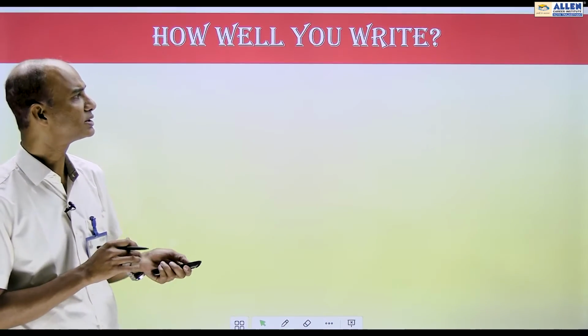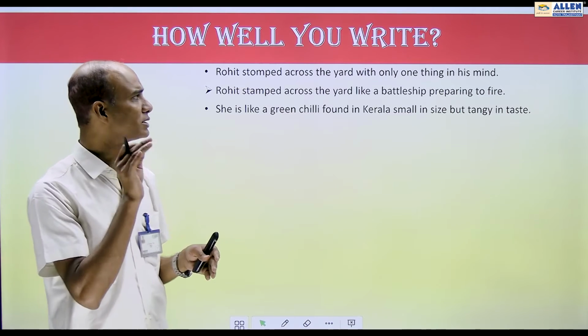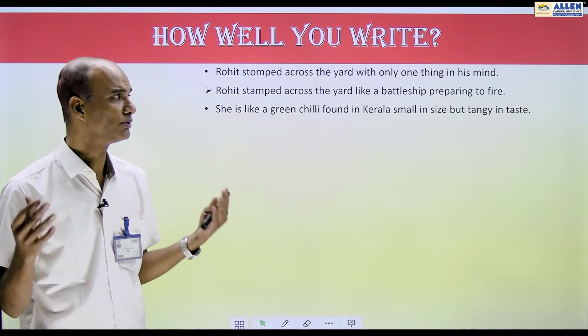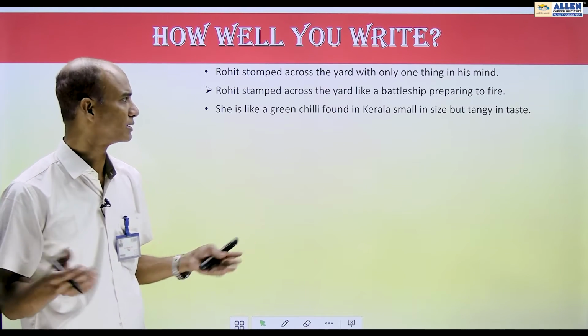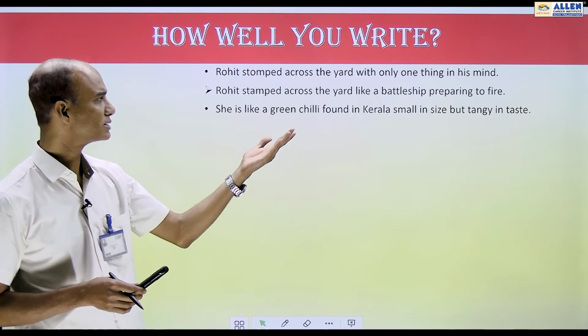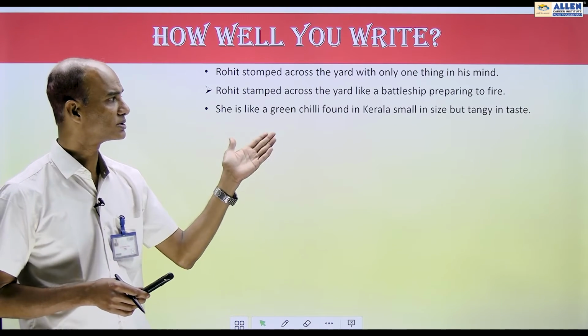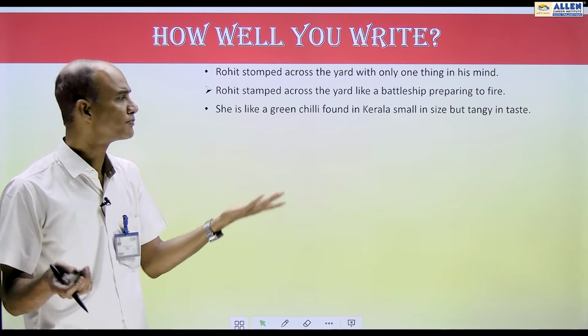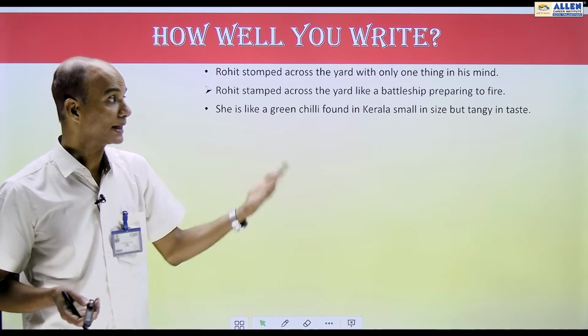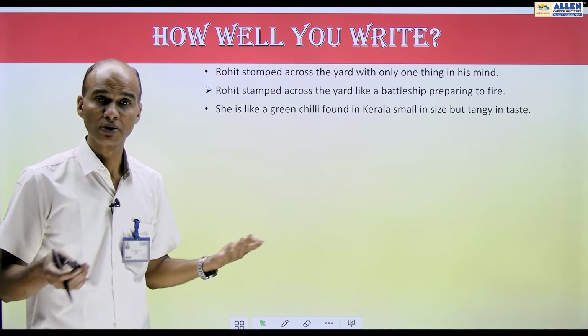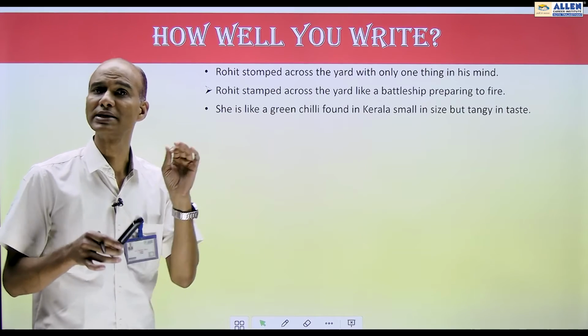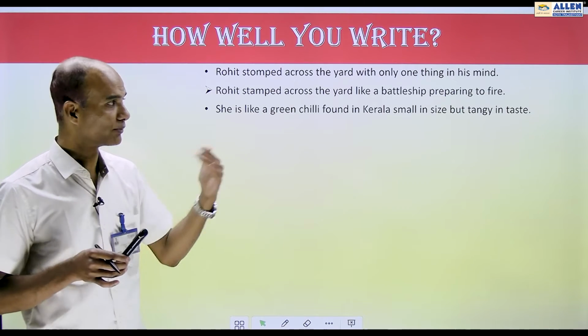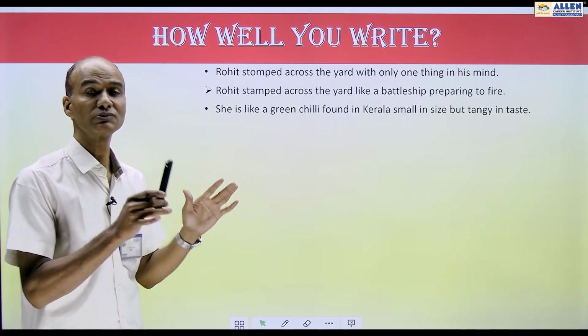Now, how to use it in a sentence? See this. Rohit stormed across the yard with only one thing in his mind. Okay, now we can rephrase it. Rohit stomped across the yard like a battleship preparing to fire. Now, both sentences have exactly the same meaning, but the way is different. So this is what we need.